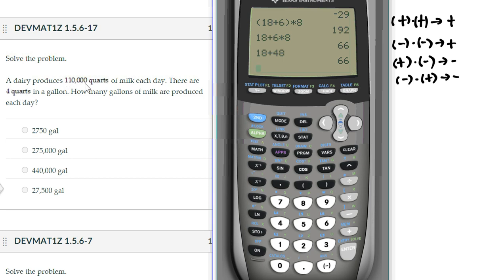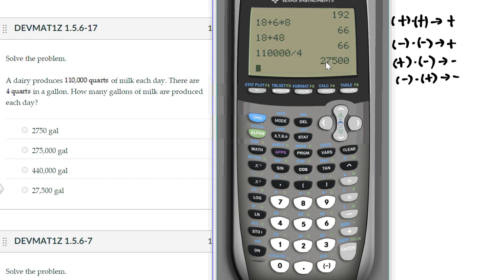110,000? So you're going to do 110, 0, 0, 0. Then you want to see how many fours are over there. Okay, and then the answer is 27,500. So there are 27,500 4 quarts in 110,000 quarts. So this will be the number of gallons.